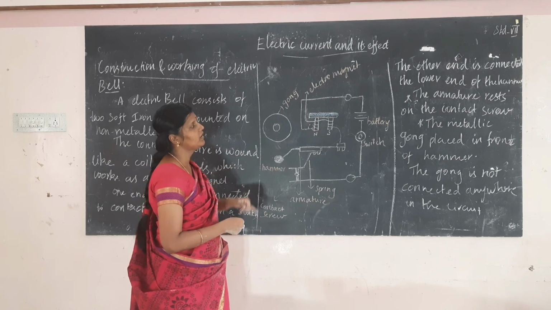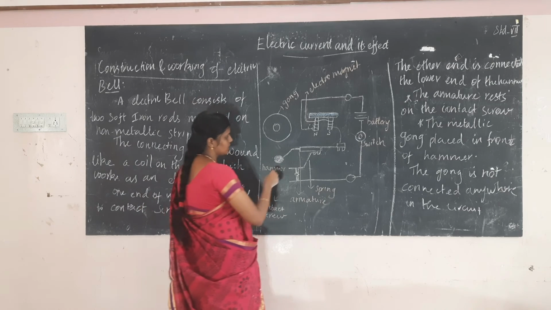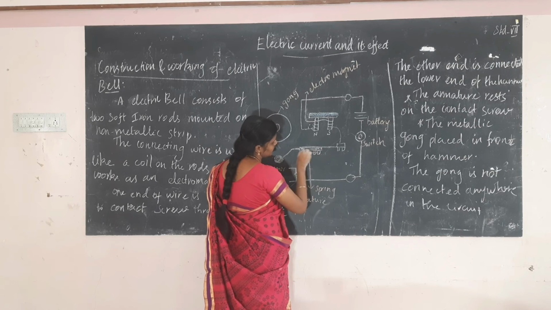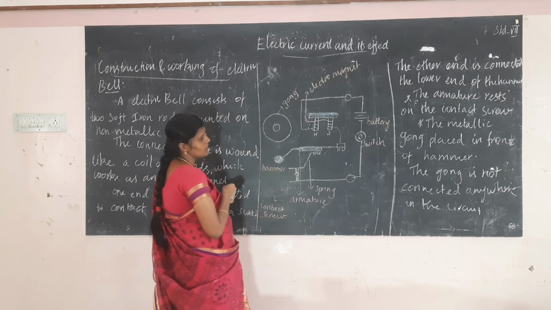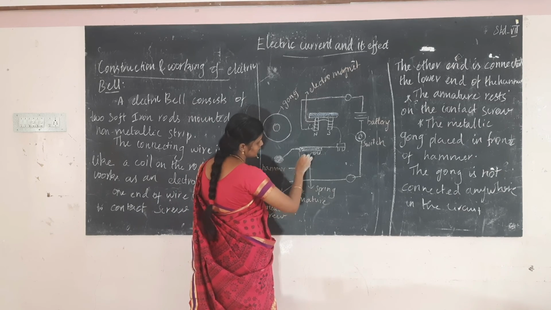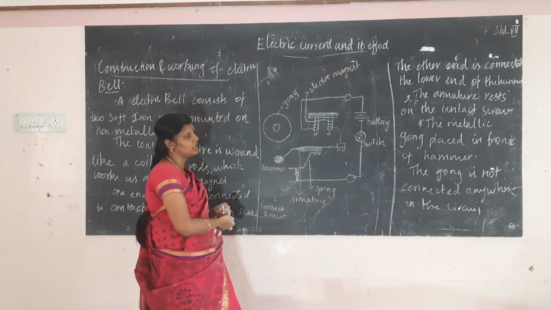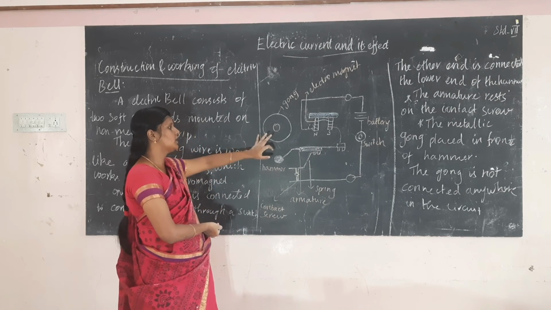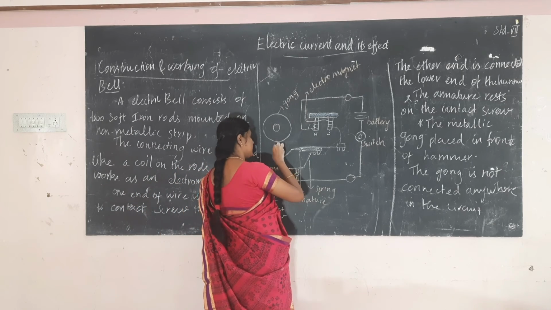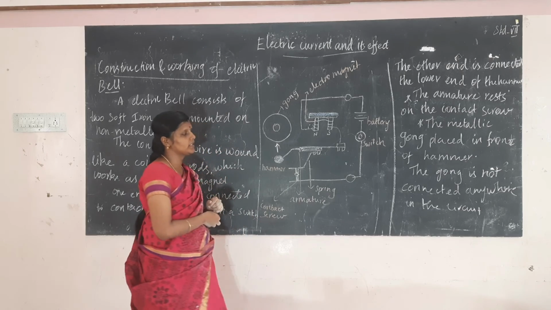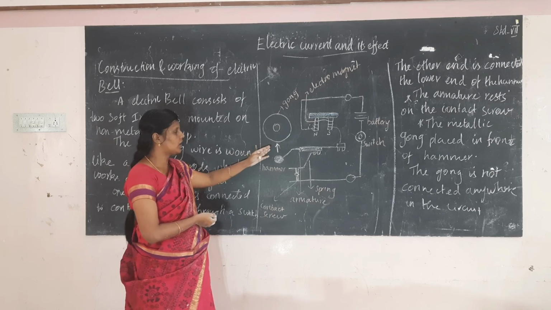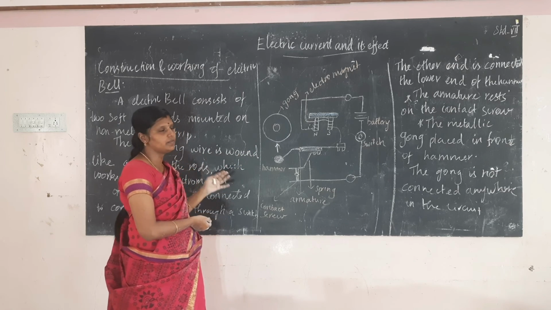This is a hammer. And this is called the armature. The armature rests on the contact screw. This is the contact screw. The metallic gong is placed in front of the hammer, and the gong is not connected anywhere in the circuit.